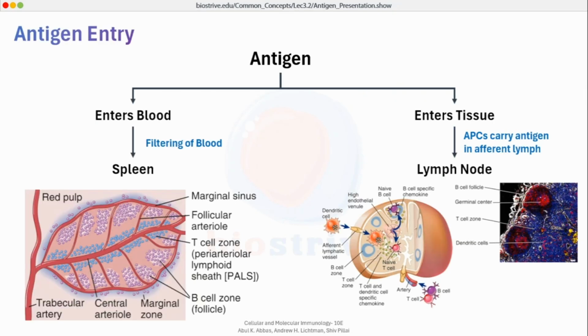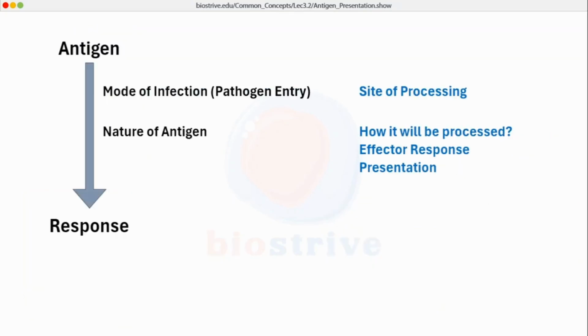So, if antigen enters directly into blood, it will be carried to the spleen, processed inside the spleen, and an effective immune response will be initiated. Now, I talked about two factors. The first was the mode of infection. We are talking about infection directly into the blood. And the second factor was the nature of the antigen.